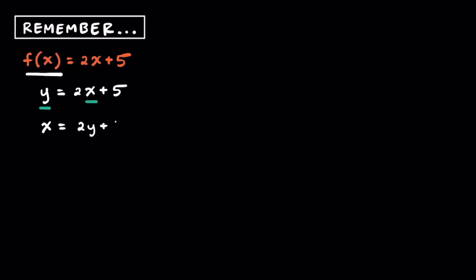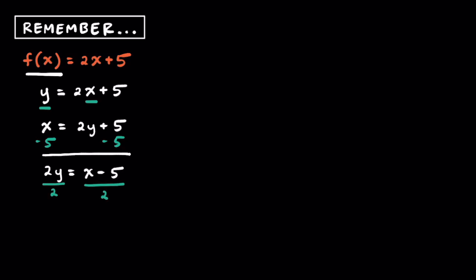Imagine we have the function f of x is equal to 2x plus 5. To find the inverse of this function, we're going to swap out f of x and just say that's equal to y, and say y is equal to 2x plus 5. When finding the inverse, the next thing to do is swap x and y, so we'll have x is equal to 2y plus 5. And to find the inverse, we now just have to isolate y. Subtracting 5 from both sides, we can write that 2y is equal to x minus 5, and dividing both sides by 2, we can say that y is equal to 1/2 x minus 5/2.